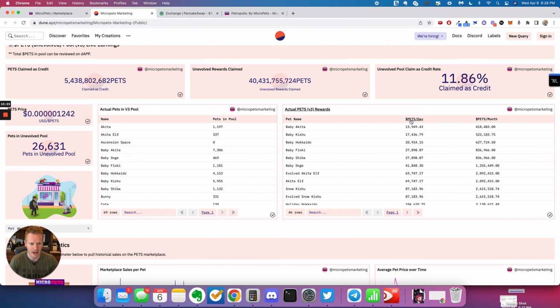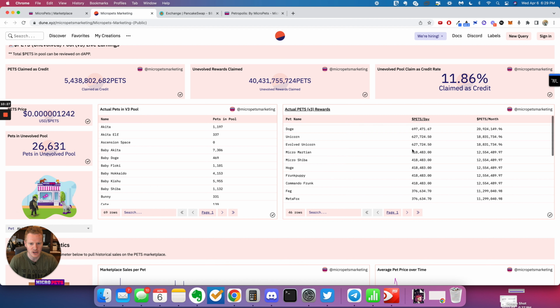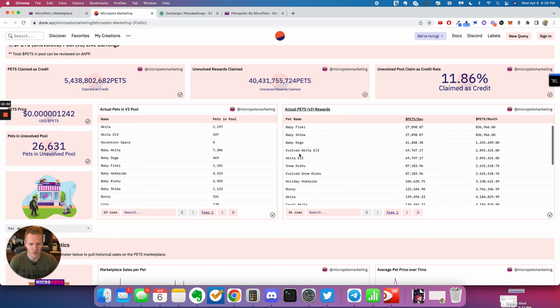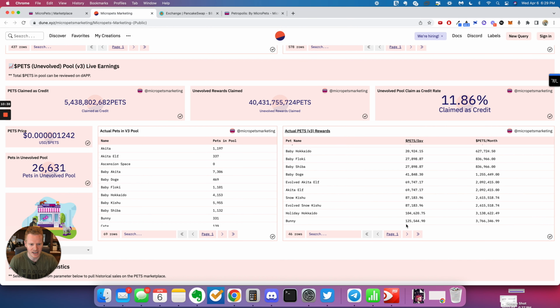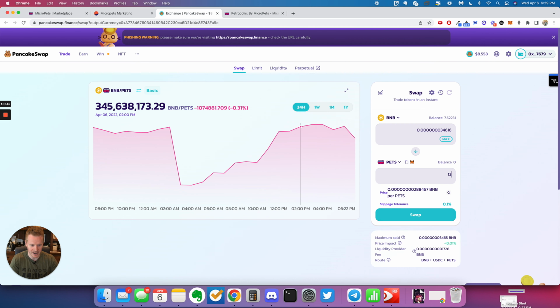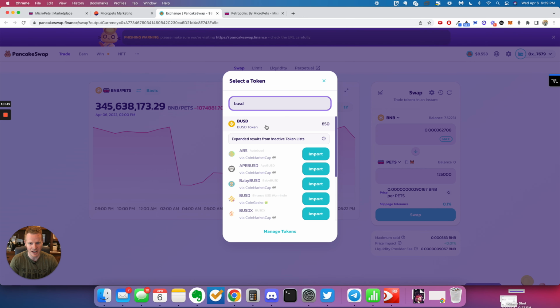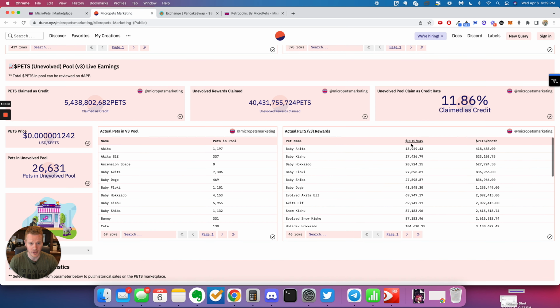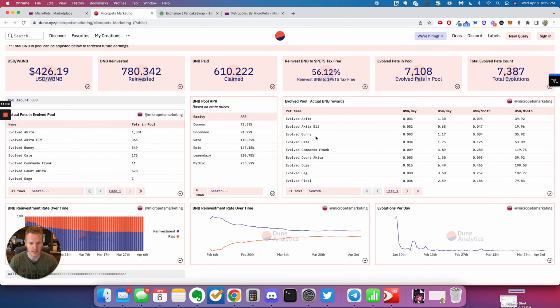And this shows you about how much pets token per day you would get. So I think bunny is probably the lowest. Oh, some of the baby ones are the lowest. So bunny would have gotten me 125,000 tokens a day, and an easy way to find out how much that would be worth is just putting this to BUSD in here. So they wouldn't have made very much money as pets token, about 15 cents a day. But when you evolve them, then you can actually claim BNB for them. So an evolved bunny makes $1.17 a day.